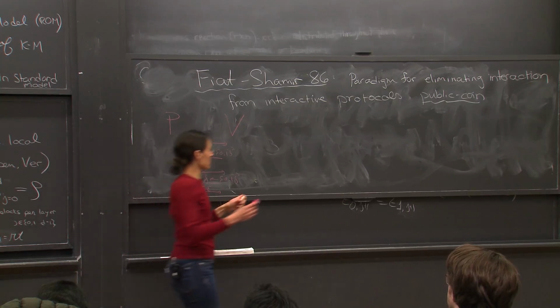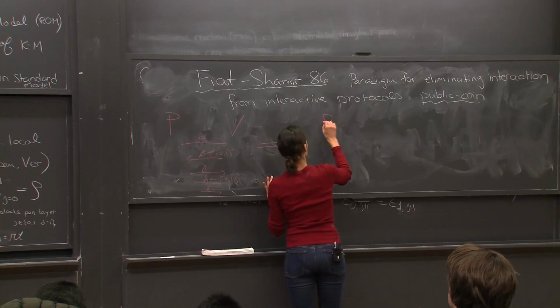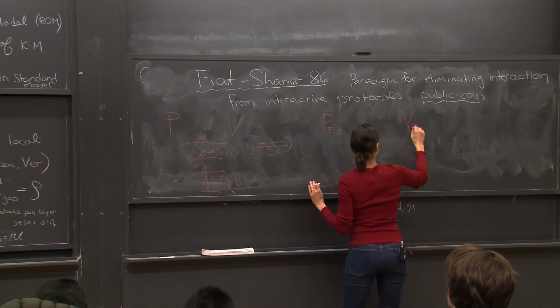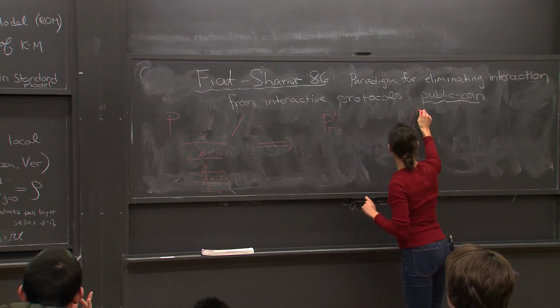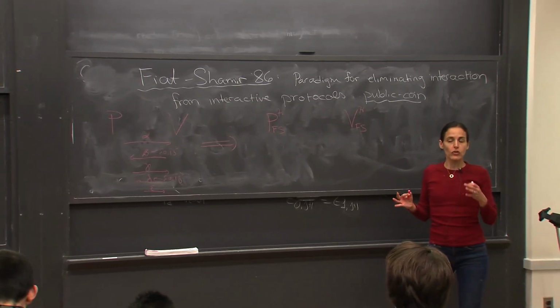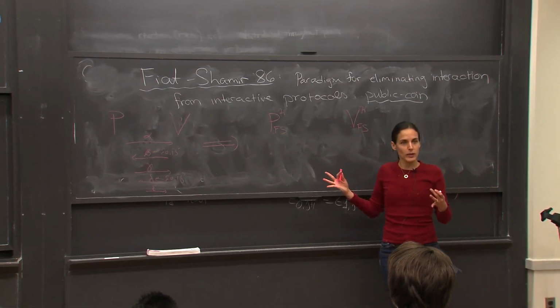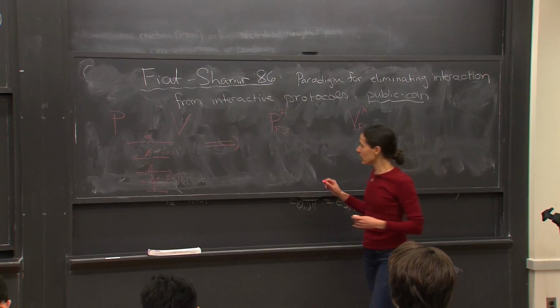So let me explain. Here's how you convert it to P Fiat-Shamir, V Fiat-Shamir. This is associated with some hash family. So the Fiat-Shamir paradigm, you can take any hash family and use that to reduce interaction. How do you use it to reduce interaction?